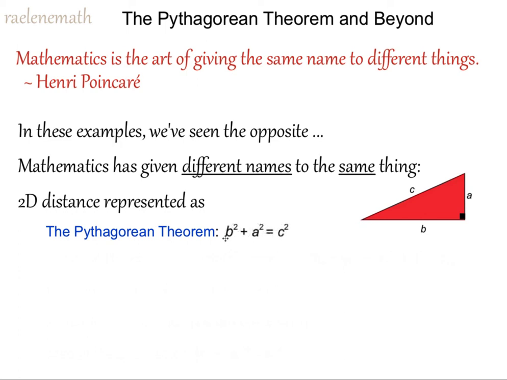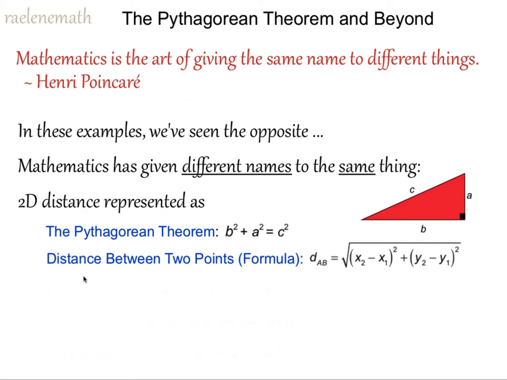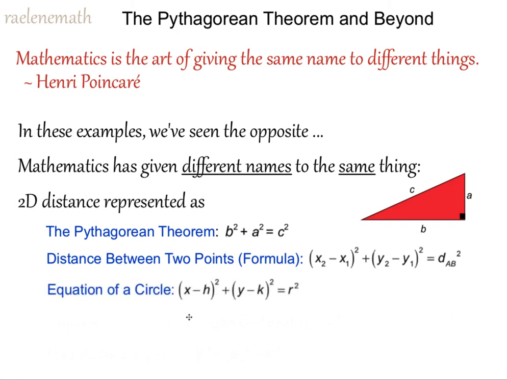Or, as I often like to put the base first, I'm going to write it b squared plus a squared equal to c squared. The reason I like the base first is because this represents my horizontal distance, which is related to x, which comes before y. Then we can also see that this is related to the distance between 2 points, and if we square both sides, we can rewrite it in this format. Another representation is as the equation of a circle.